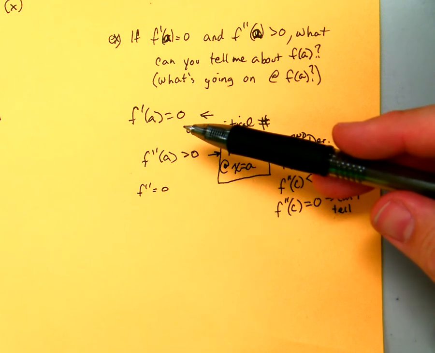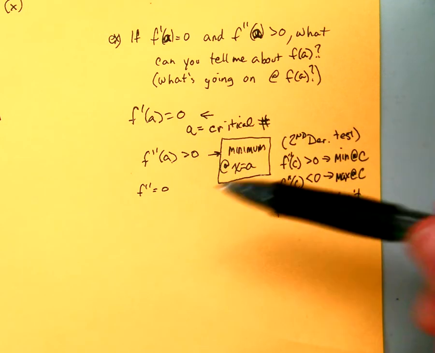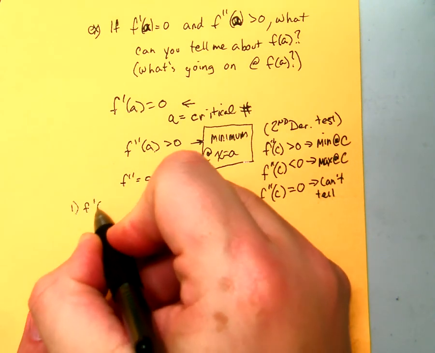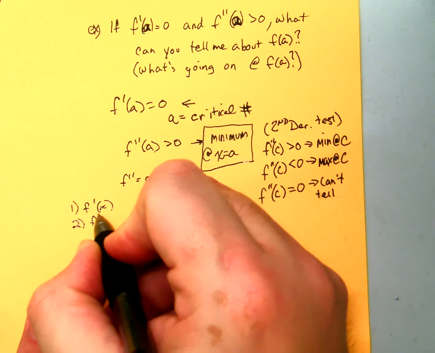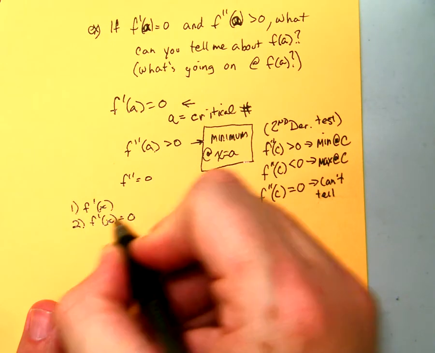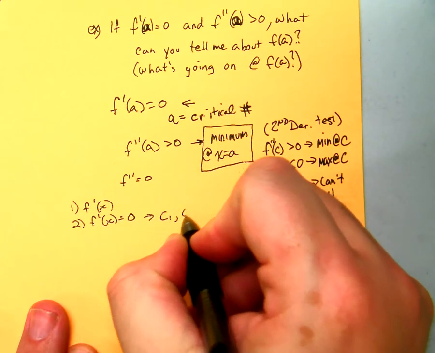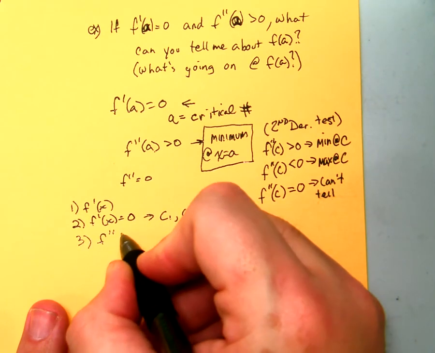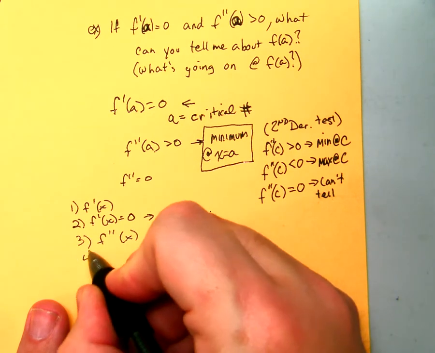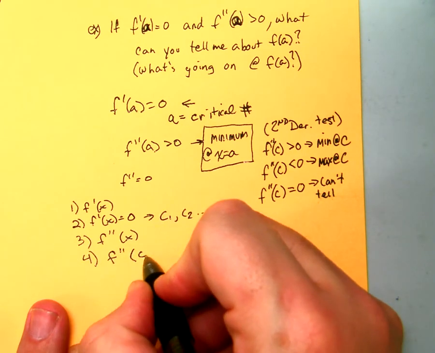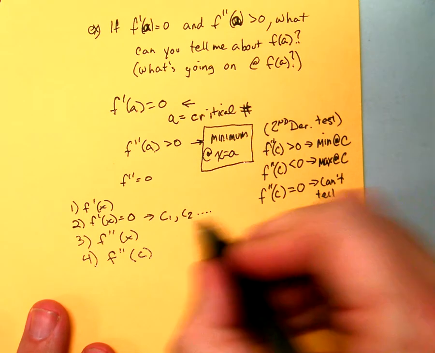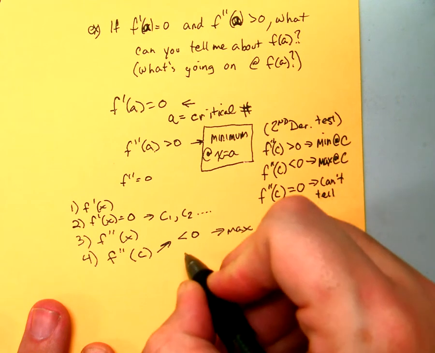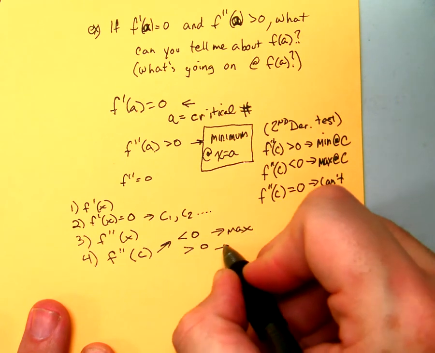So once you get your critical numbers, your second derivative test is this. Step 1, you take f prime of x. Step 2, set f prime of x equal to 0, and you're going to get c1, c2, etc. Step 3, take f double prime of x. And then step 4, f double prime at c. You put in the critical values here. And then if it's less than 0, you have a max. If it's greater than 0, you have a min.